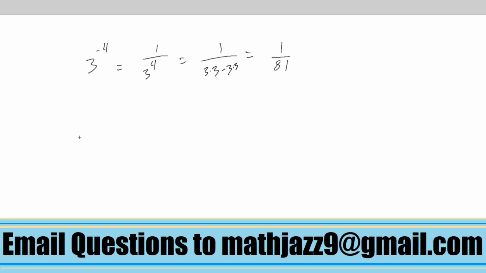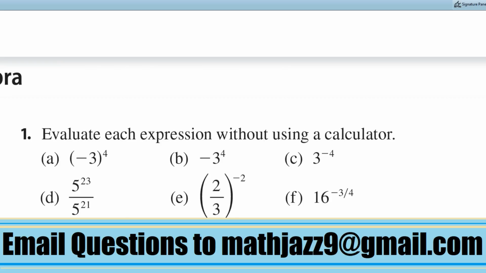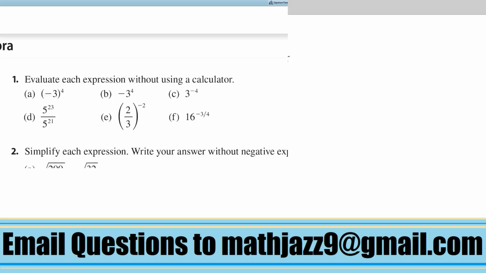And returning to the problem list, we have 5 to the 23 over 5 to the 71. Let me take a closer look at that. That looks pretty huge. Yep. 5 to the 23 over 5 to the 21. Oh, I thought it said 71. It says 21. That's better. Okay, so we have 5 to the 23 on top over 5 to the 21.